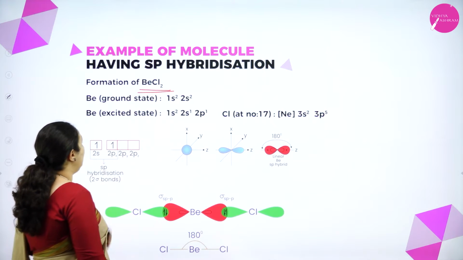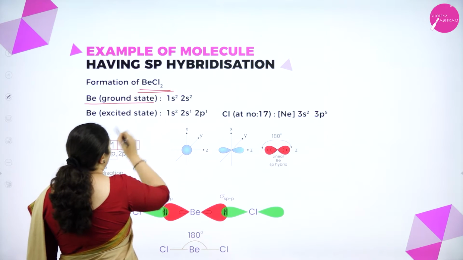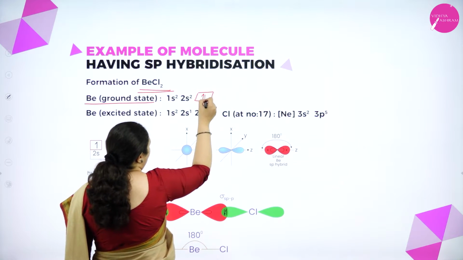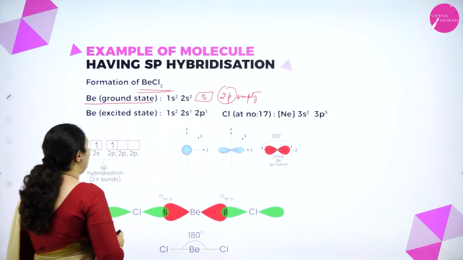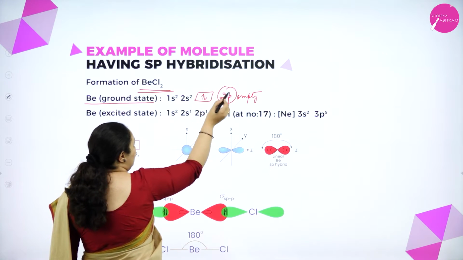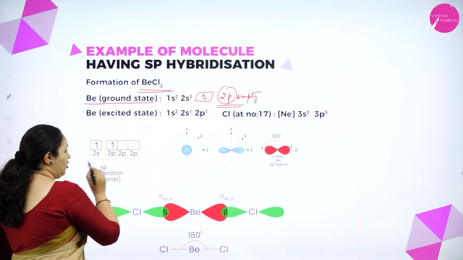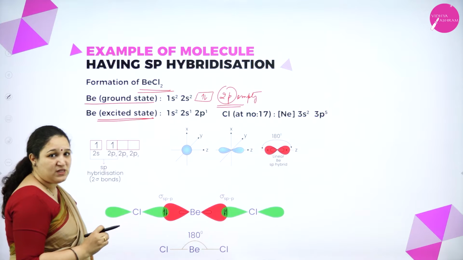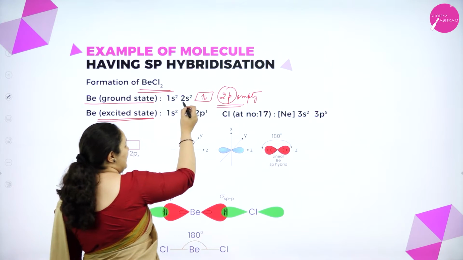In beryllium, the ground state is the normal state before it forms the molecule. In the ground state, the electronic configuration is 1s2, 2s2, because the atomic number is 4. Now, in the s orbital I have 2 electrons and the 2p orbital is empty. Before it forms the molecule, the electron in the s orbital jumps to the empty p orbital. So you get 1 electron in 2s and 1 electron in 2px. That state is called the excited state. Just before it undergoes hybridization, there is promotion of the electron from 2s to 2p.